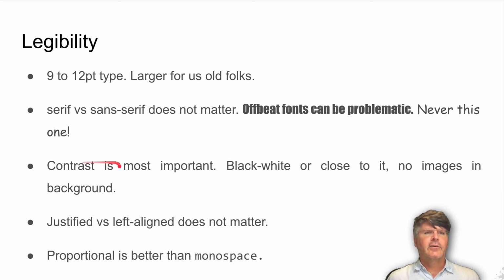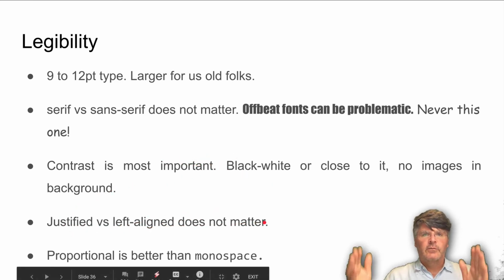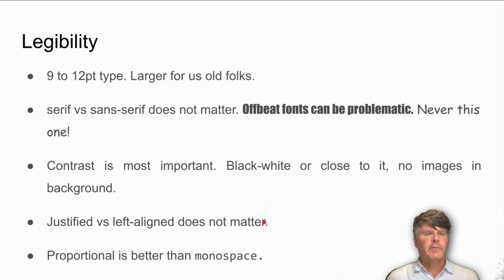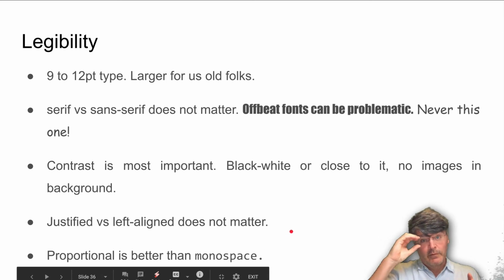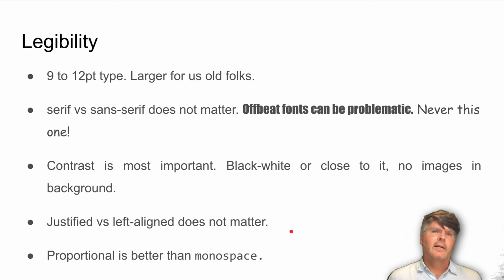The contrast is the most important thing. So black and white, of course, provide the most contrast, or something close to it, like gray on white, like we're using here. But no images in the background. Images, even if very, very light, will make it harder to read. Justification, justified text versus left align doesn't matter much. And proportional text, though, is better than monospace text, which we use as programmers. It is very good to have monospace text in your code editor, but not in a web page.